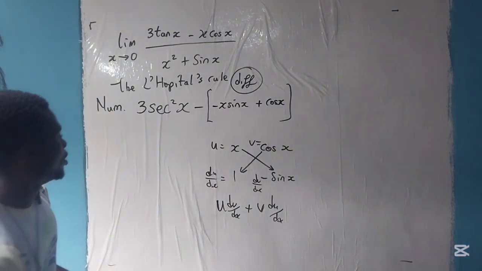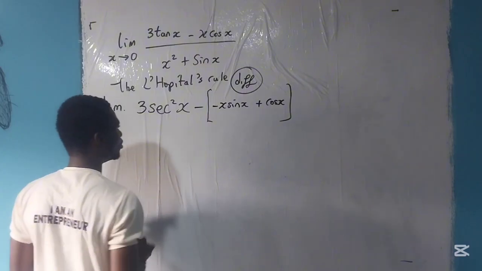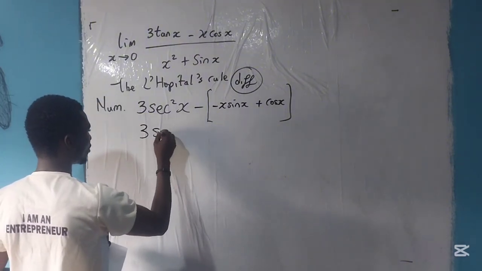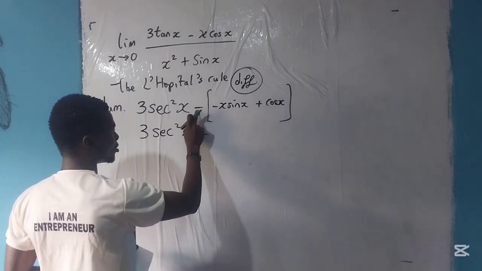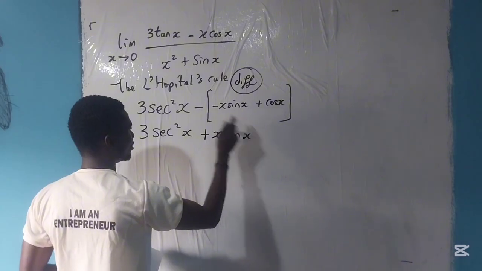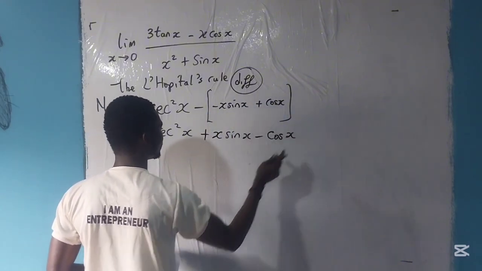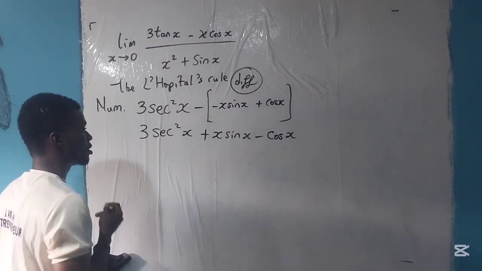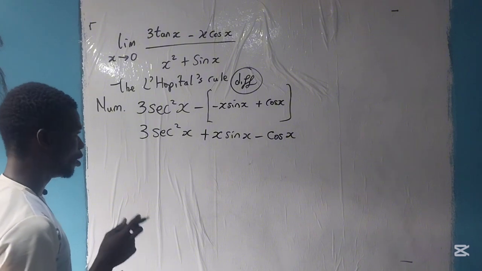So now if I continue with this, expanding the bracket there for the numerator, I'm going to have 3 sec square x minus, now instead of minus, this becomes plus x sine x, then minus times plus, that's minus cos x. Okay, so minus cos x. That's what I have for the numerator.